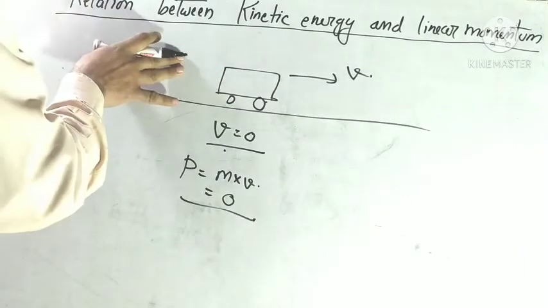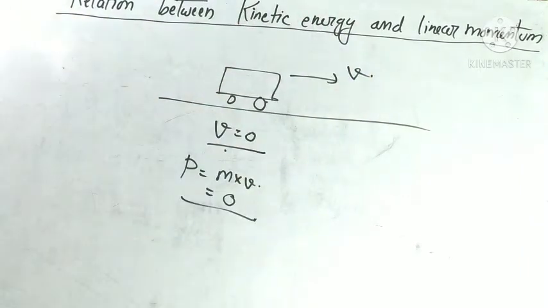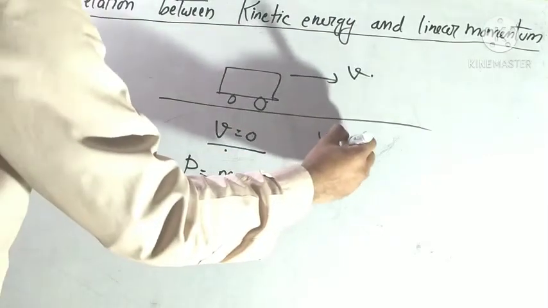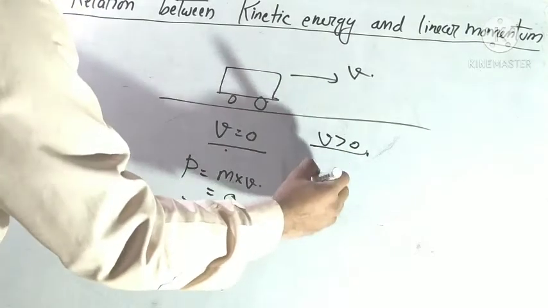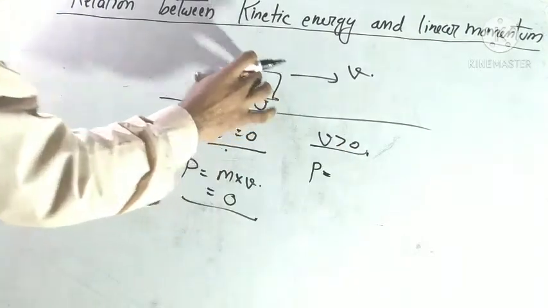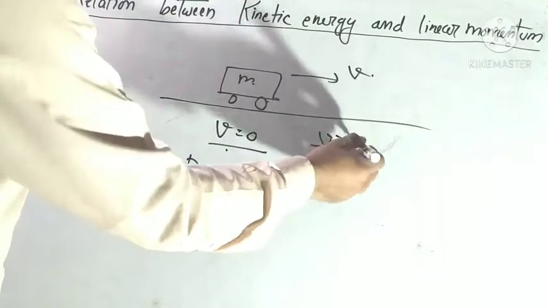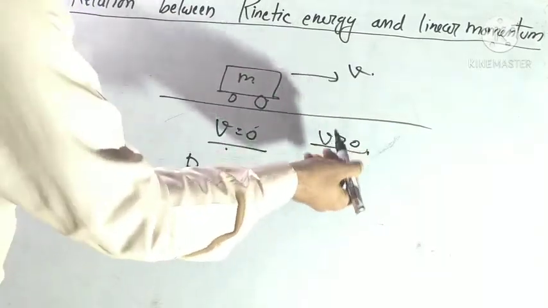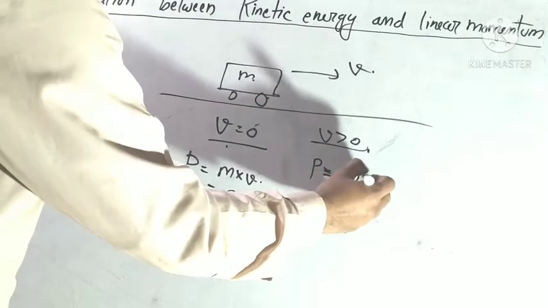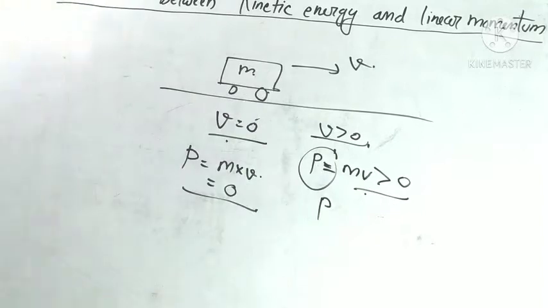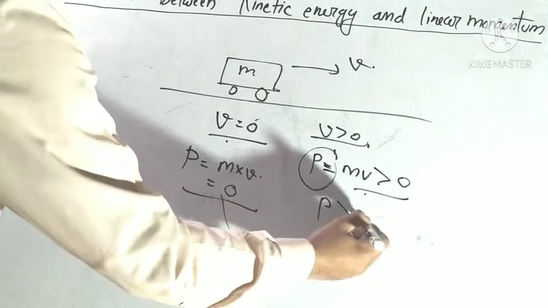But when this body starts moving in the direction of motion, its velocity changes from 0 to some positive value, so v is greater than 0. The mass of the body always remains constant, so mass does not change here. The velocity changes from 0 to some positive value, so p is equal to mv, both greater than 0. So the momentum also changes from 0 to some value greater than 0.